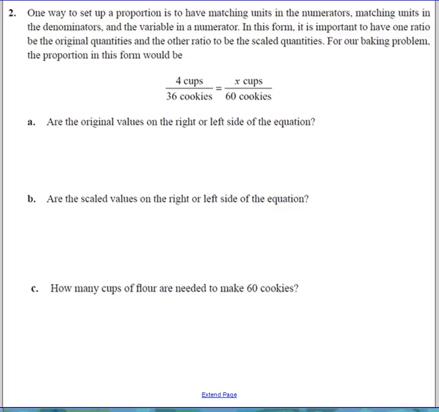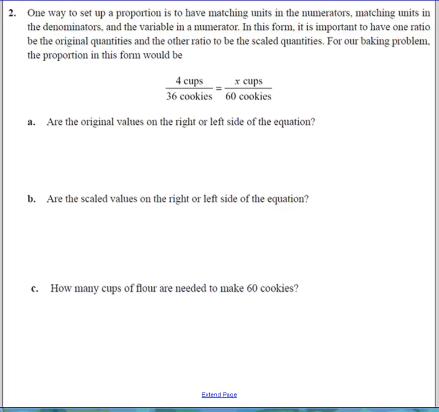In this form, it is important to have one ratio being the original quantity and the other ratio being the scaled quantity. For our baking problem, the proportion in this form would be 4 cups is to 36 cookies as x cups is to 60 cookies, or 4 cups over 36 cookies equals x cups over 60 cookies.